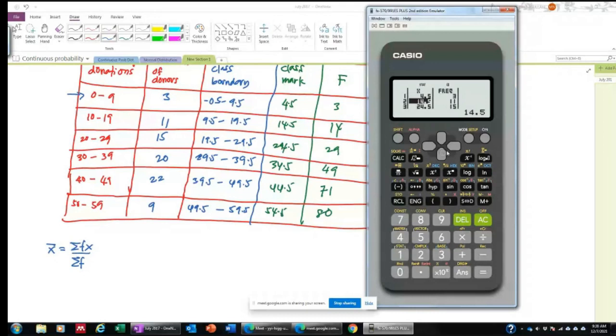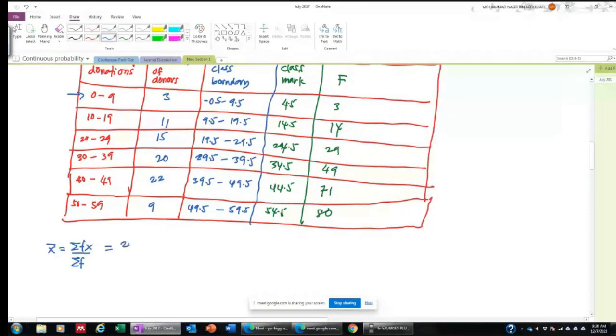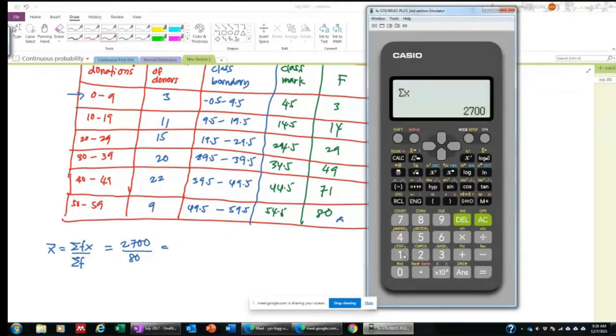The special thing about this calculator is that we can check the values that we enter. So then click AC and then shift 1 and click on 3 for sum and 2 for summation of fx. So summation of fx should be 2700 divided by summation of f, which is 80. We see it here. So next you enter shift 1 and click on 4 for variance and click on 2 for mean. So you will get 33.75.